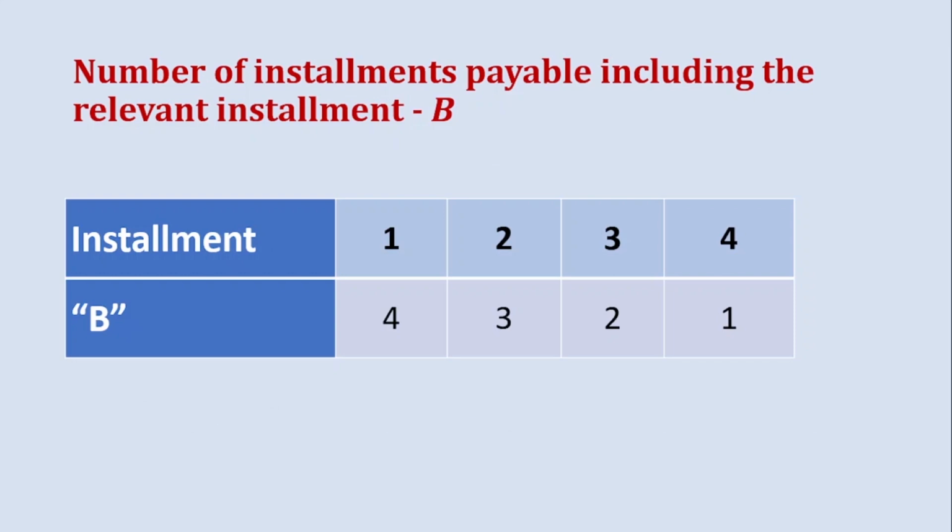These are the number of installments payable during the relevant installment. That means if you are going to pay for the first installment, then B will be 4. If your payment is for the second installment, B will be 3, and for the third payment, B will be 2, and for the final, fourth payment, B will be 1.